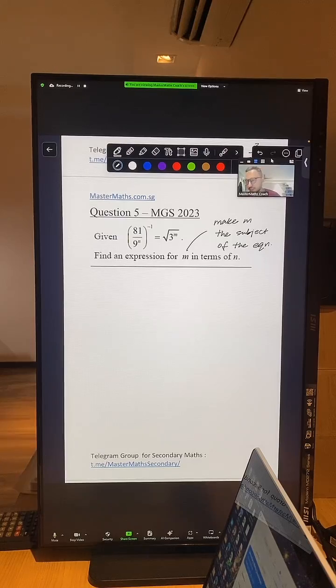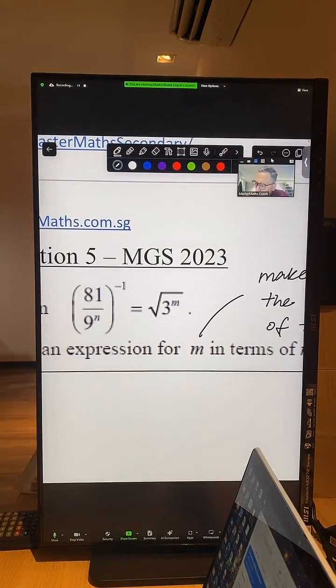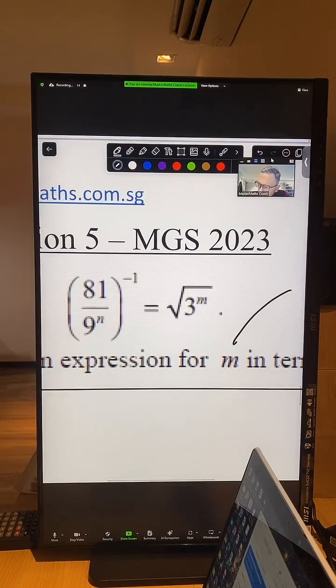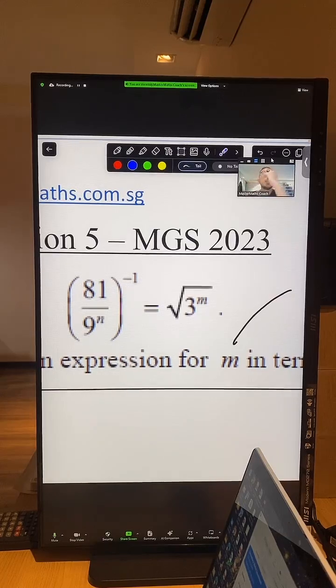Okay, so let's go through this. Again, when I want to make m the subject of the equation, I need to get rid of this square root over here. Agree? Need to get rid of this square root over here. And then I have to also simplify this expression here. Okay?